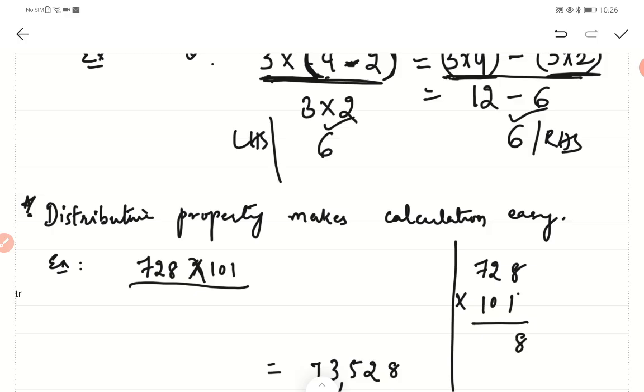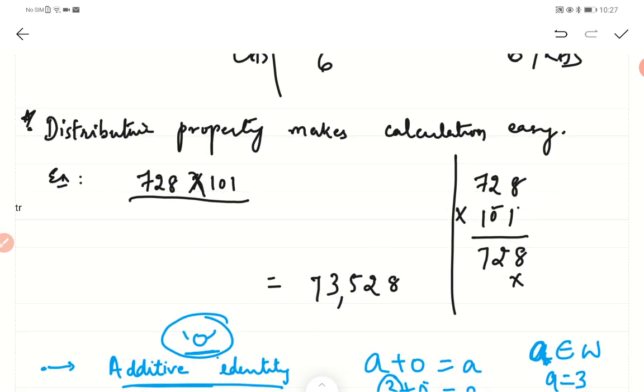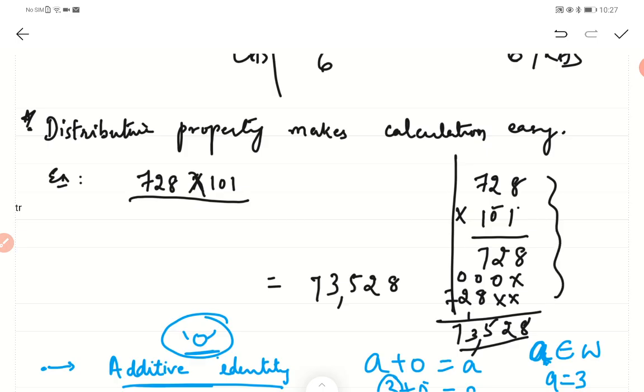It is 8 sevens. Now multiply with 0. So how much? This will be 0 0 0. Now again I need to multiply it with 1. So this will be 8 sevens. Now I add the numbers: 8, 2 7 7, 14, 15, 2, 3. Yeah, we got 73528. This is normally how you go, right?